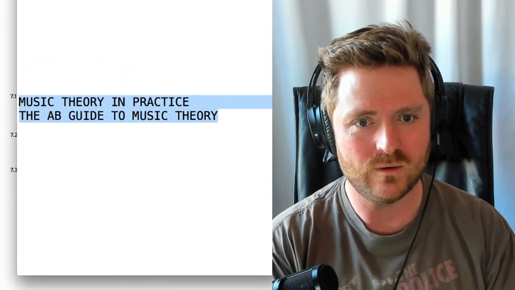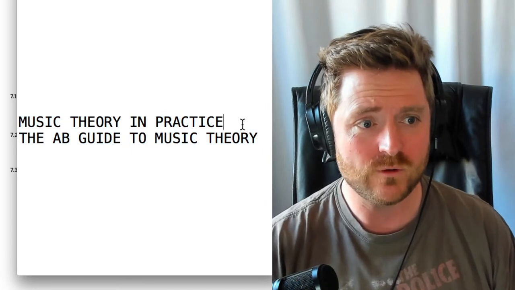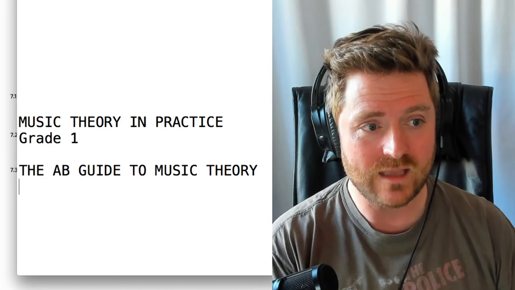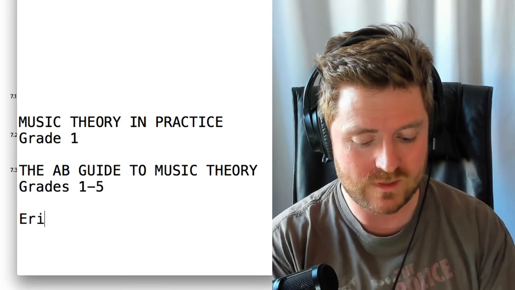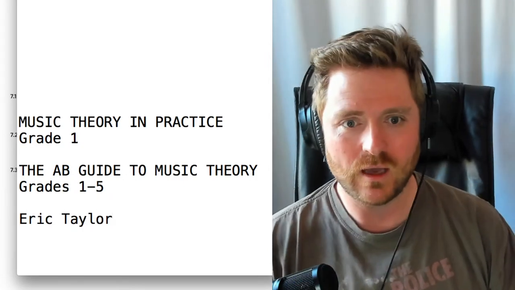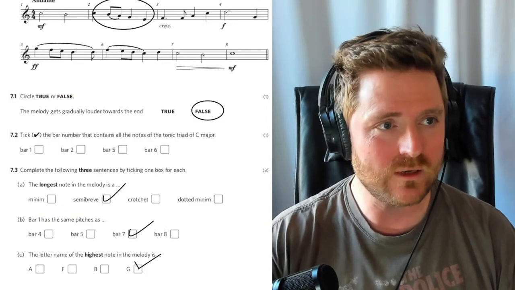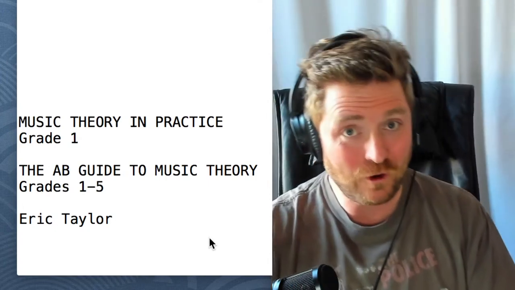There we go. So those are the two books that I would recommend. If you're going to start at the beginning, you want grade one for Music Theory in Practice. And the AB Guide to Music Theory, you want grades 1 to 5. They are both by a Mr. Eric Taylor. And they got me through massive amounts of my theory. So do enjoy, please, everybody. Oops, that's not what I meant to do. There we go. Do enjoy, and I hope that's been of use.